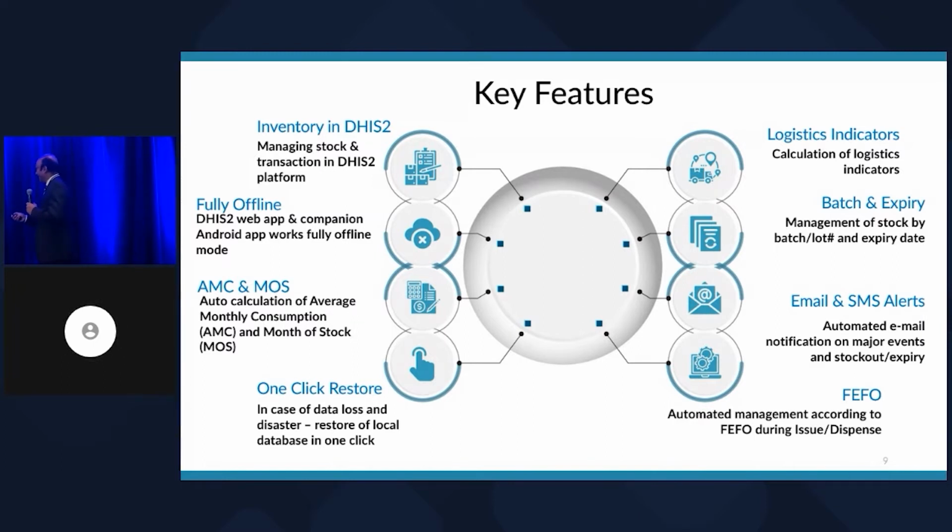As I said, it's fully offline. And those who work in the LMIS know that AMC is average monthly consumption. So how much do you need? That's normally a 90 days running average, or 3 months average, calculated based on your data. And MOS means month of stock, like how many months do you have? Those are calculated automatically.